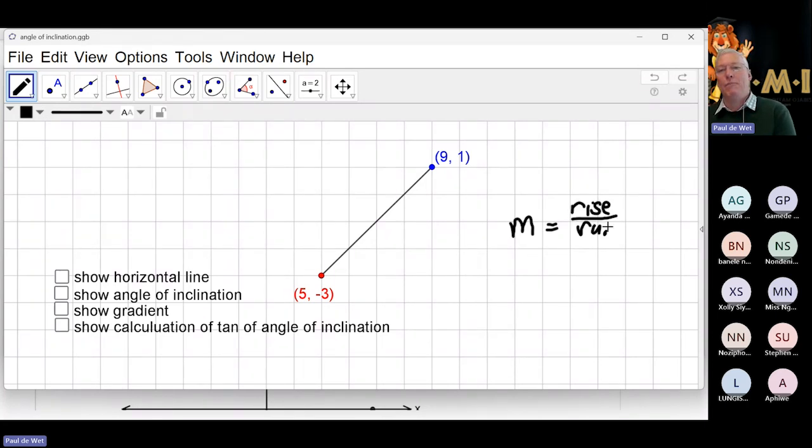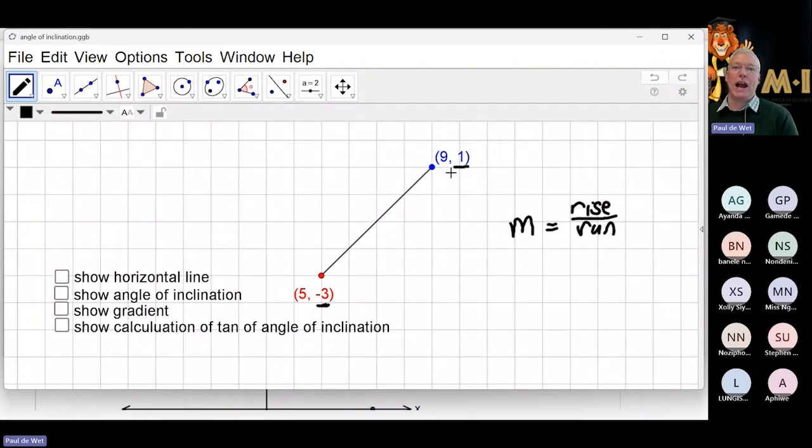Is this line going uphill or downhill? Yeah, guys, we always go from left to right. Don't say, oh, Paul, if we're coming that way, it's going downhill. In South Africa, we read from left to right. We don't read from right to left. We're not in Korea or China or somewhere where they go the other way. Does this line have a positive gradient or a negative gradient? Positive.